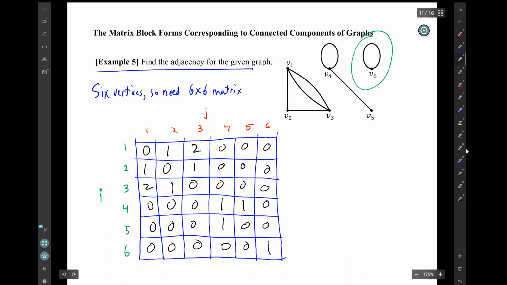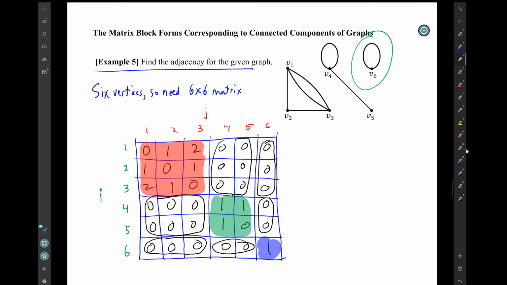Notice something about this matrix. There are really 3 blocks in this matrix. There's that collection of cells, and there's that collection of cells, and then finally, there's that cell by itself. All of the other cells are 0, and they can be kind of grouped in the following way. So there are those 3 colored blocks along the diagonal, and then those 6 blocks full of zeros that are off the diagonal.